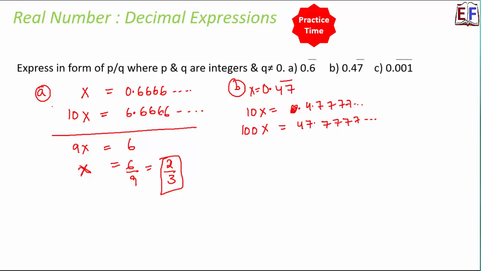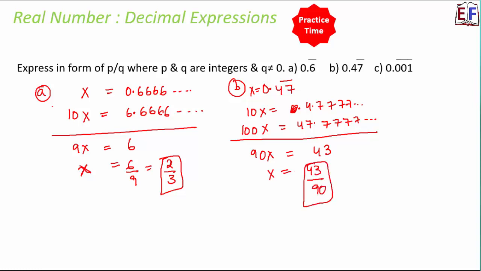Now if you see, if we subtract 10x from 100x, then we can get rid of this entire repeating part. So let us do that. Let us subtract 10x from 100x. So we get 90x is equal to 43. So x is equal to 43 by 90. So that's our answer, and that's in the form of P by Q, where P and Q are integers and Q not equal to 0.